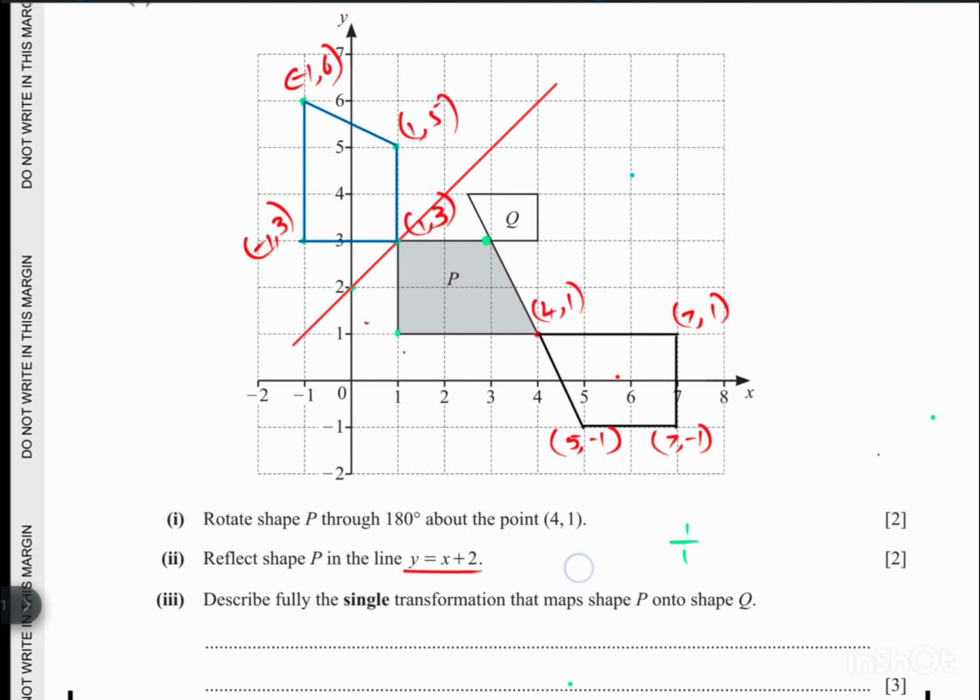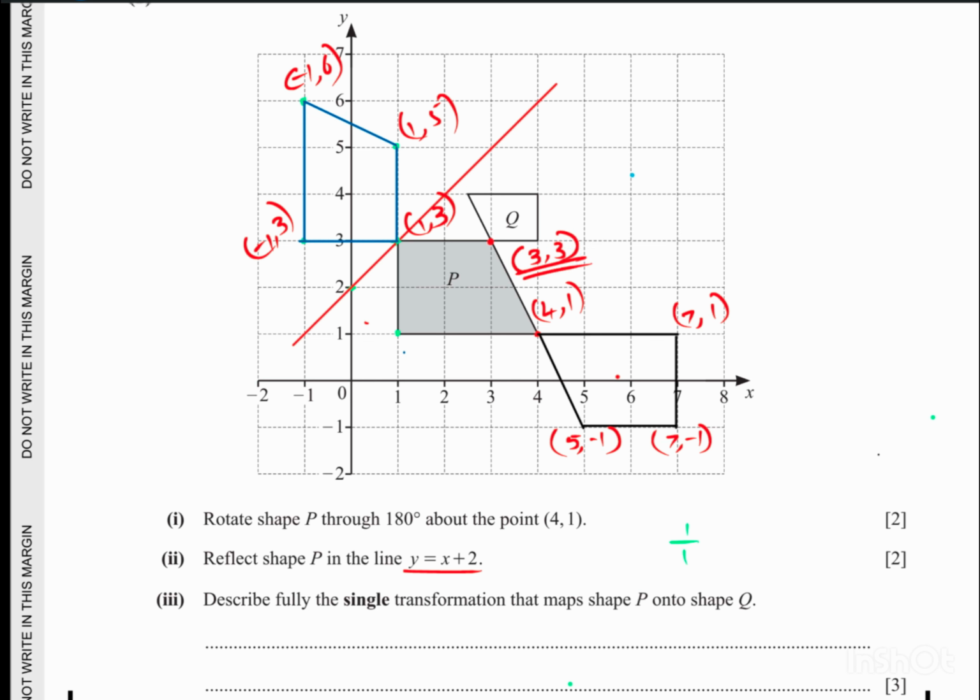Question number 3. Describe fully the single transformation that maps shape P onto shape Q. We have to find out what is the transformation. So now when you see this, you can clearly understand that it is an enlargement where the shape P has been reduced to shape Q, which is smaller than it. Now because it's enlargement, we have to check where is the center of enlargement. The center of enlargement is this, which is in between these two shapes. So what is the center of enlargement? (3, 3).